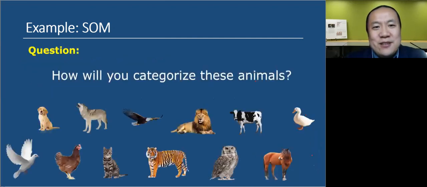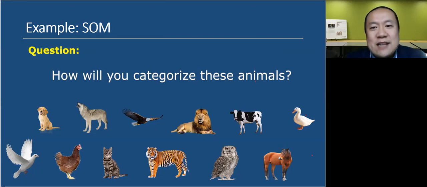Here we have a very interesting example. Let's take a look at how it works. Here's a question. How would you categorize these animals? We have the dog, wolf, eagle, lion, blah, blah, and so many. About 1, 2, 3, 4, 5... yeah, 12 animals.